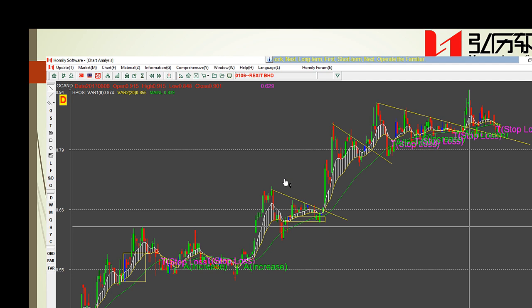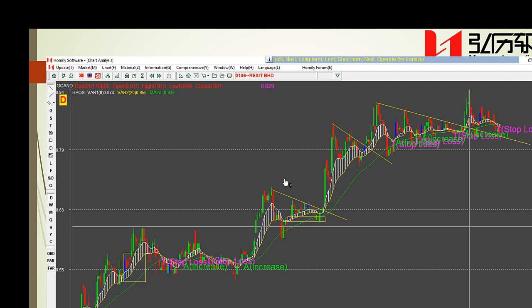We can see that today closed with a yin candle, and then the second day and third day also closed with a yin candle. So we can confirm here is a high point, and here is also a high point. We can connect the two high points, and then we can get a trend line.